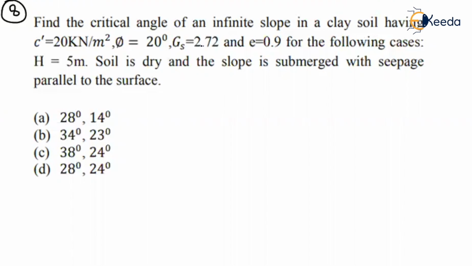In a clayey soil, C is given, phi is given. G_s is given, 0.9 is given, for the following cases. Soil is dry and the slope is submerged. So here we have to find the critical angle. When we say critical angle, that is when your factor of safety is equal to 1.